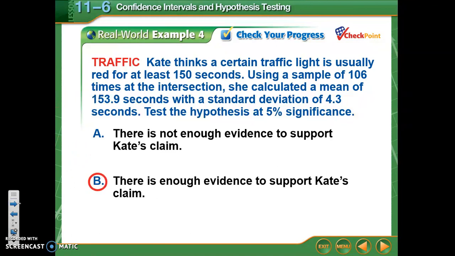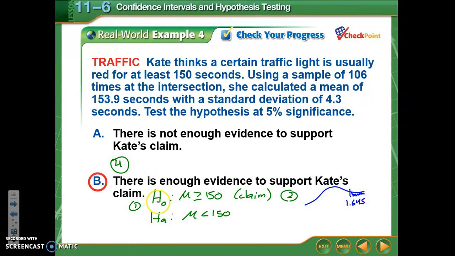All right, you should have gotten B. There is enough evidence to support her claim. So basically here your null hypothesis should be that the mean is greater than or equal to 150, because that's what Kate is claiming, that it's usually read for at least 150 seconds. So my claim is in my null hypothesis this time. My alternate hypothesis would be that the light is read for less than 150 seconds.